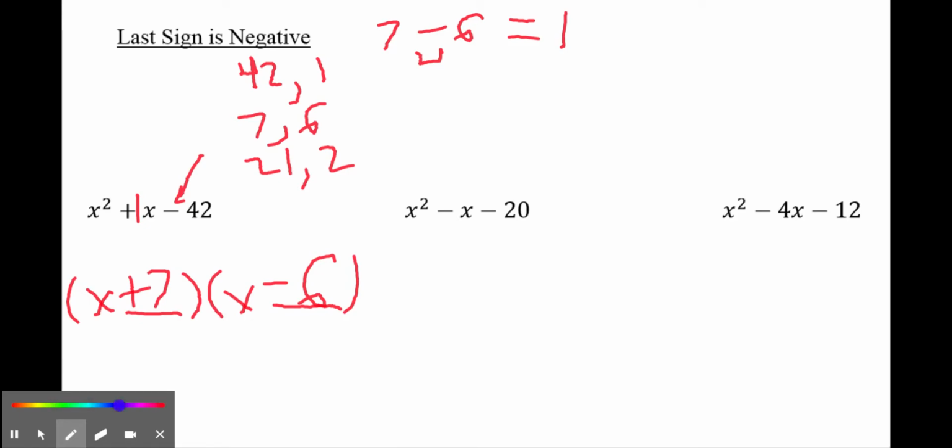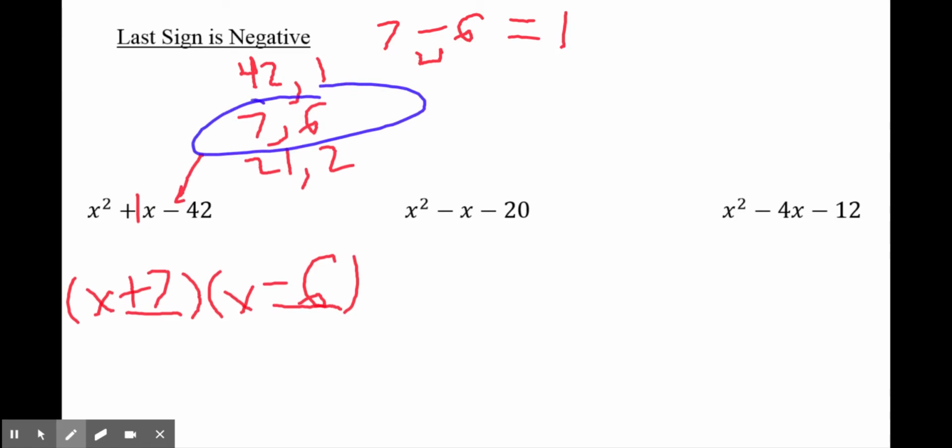Another way to think of it, and this always happens to work out if that last sign is negative: between the two numbers, 7 and 6, the larger number, so the 7, would get the middle sign, and the other one would be opposite.